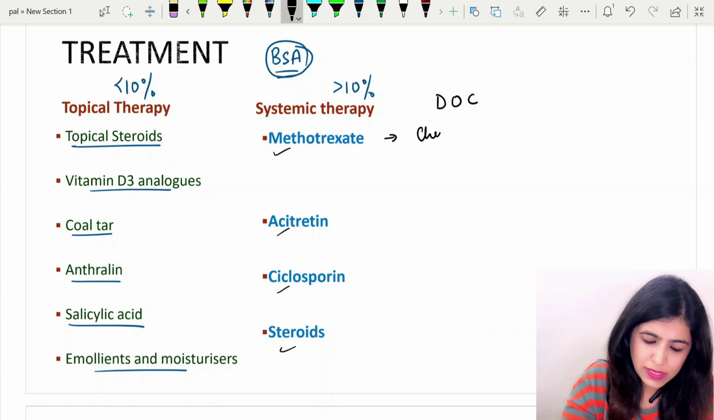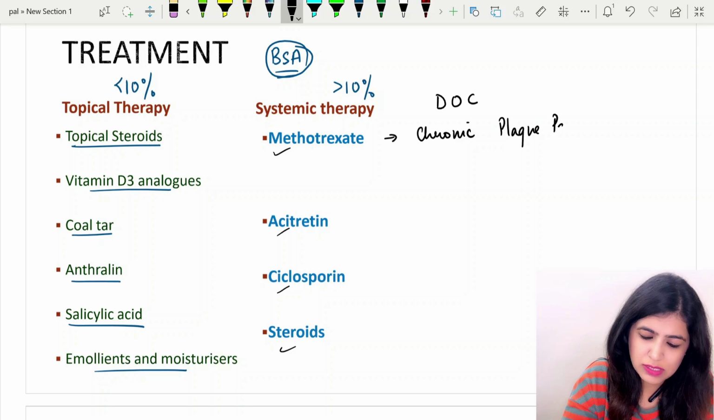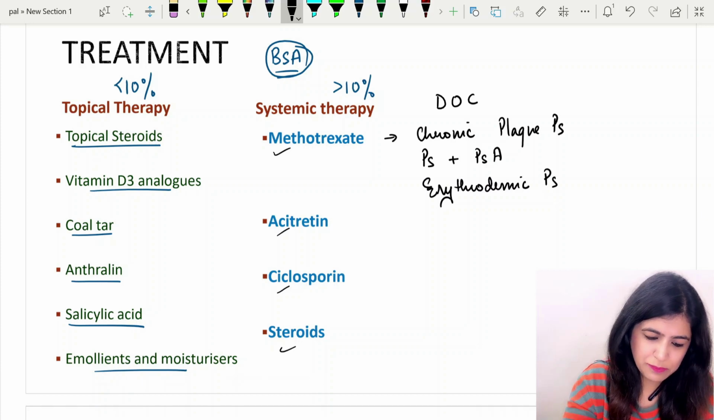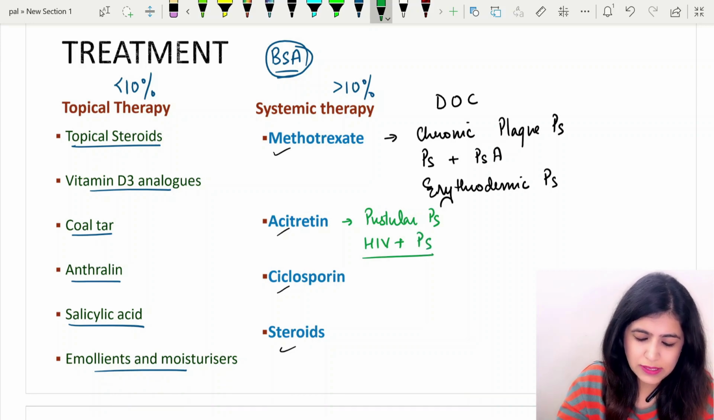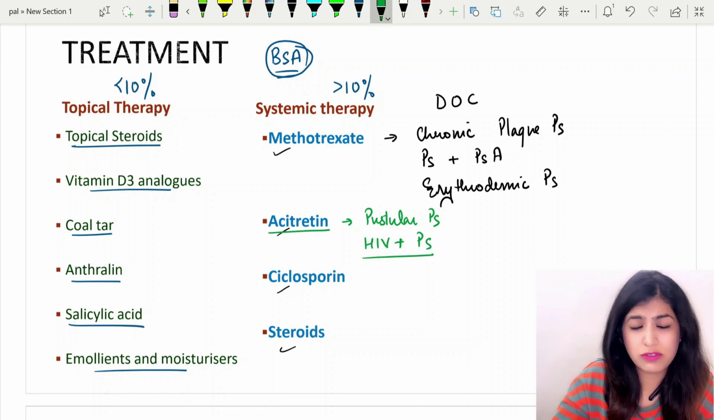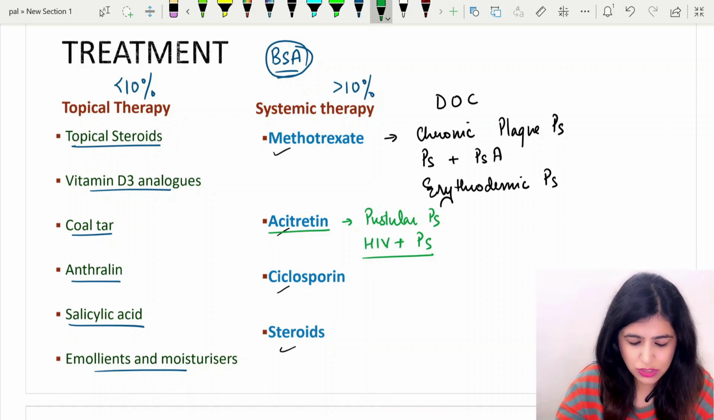Methotrexate is the drug of choice for chronic plaque psoriasis, then psoriasis with psoriatic arthritis, and erythrodermic psoriasis. Acitretin is the drug of choice when the patient is suffering from a pustular psoriasis or a patient has immunosuppression like HIV. So you have psoriasis with HIV, you give a drug which will not cause immunosuppression, that is acitretin.